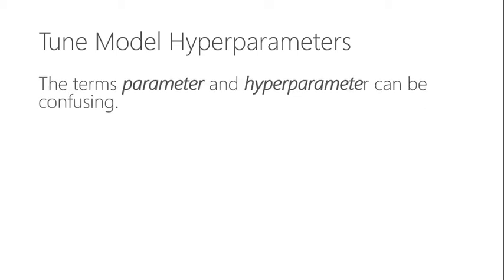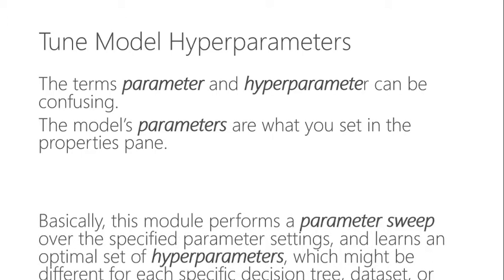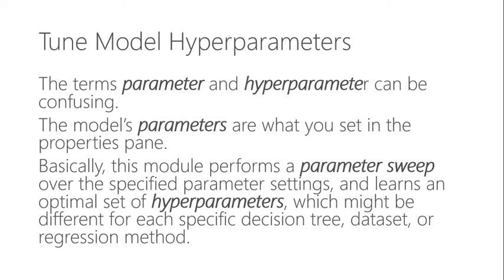For the model's hyperparameters, the terms parameter and hyperparameter can be confusing. The model's parameters are what you set in the property pane. Basically, these modules perform a parameter sweep over the specified parameter setting and learn an optimal set of hyperparameters, which might be different for each specific decision tree, dataset, or regression method.